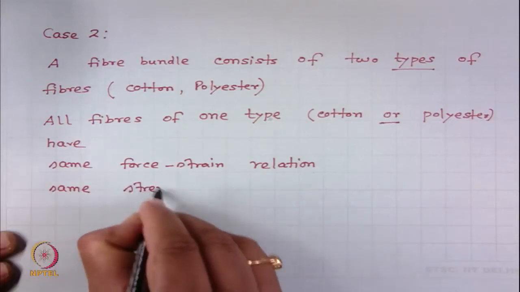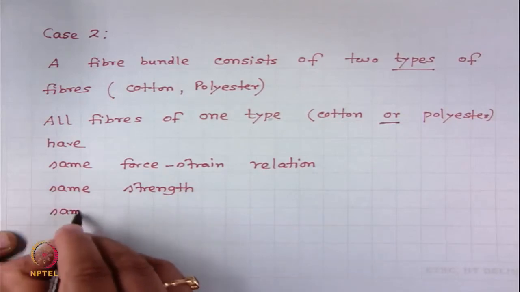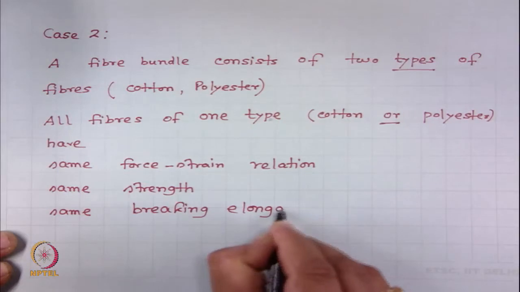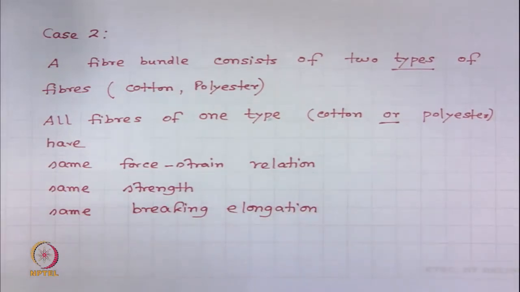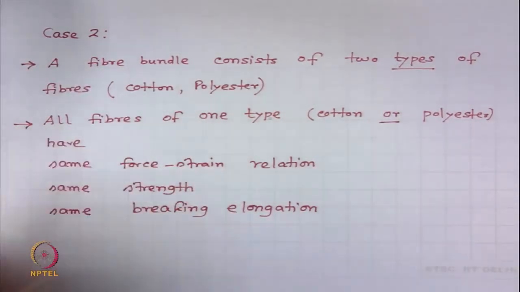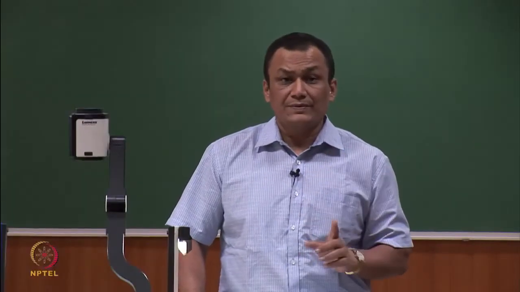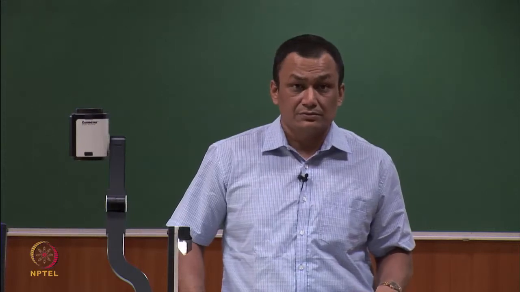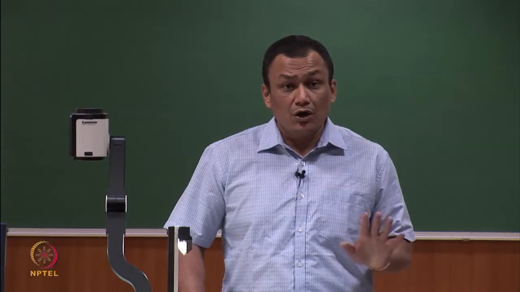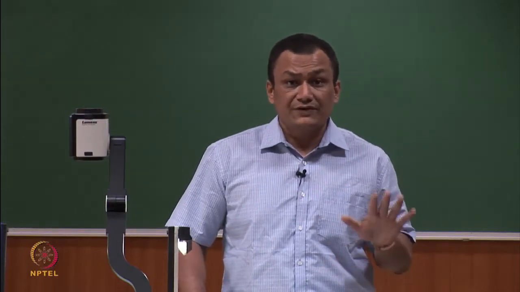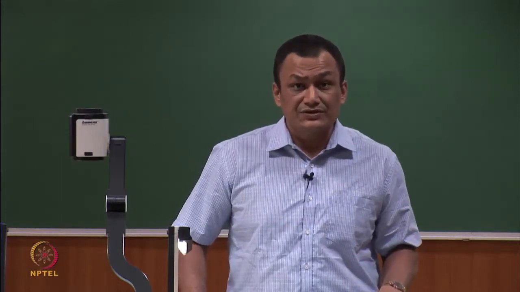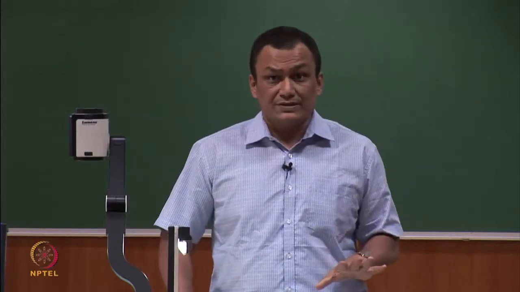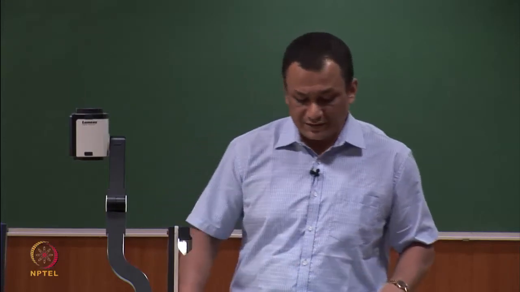same strength, same breaking elongation or breaking strain. So, if we consider cotton fibers, all cotton fibers have same force strain relation, all cotton fibers have same strength, all cotton fibers have same breaking elongation. If we consider polyester fibers, then all polyester fibers have same force strain relation, all polyester fibers have same strength, all polyester fibers have same breaking strain. However, the tensile behaviors of cotton fibers is different than the tensile behavior of polyester fibers.